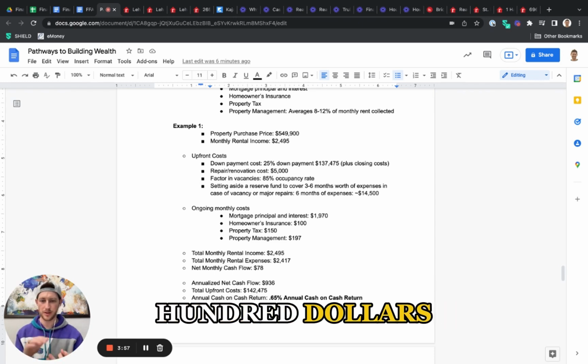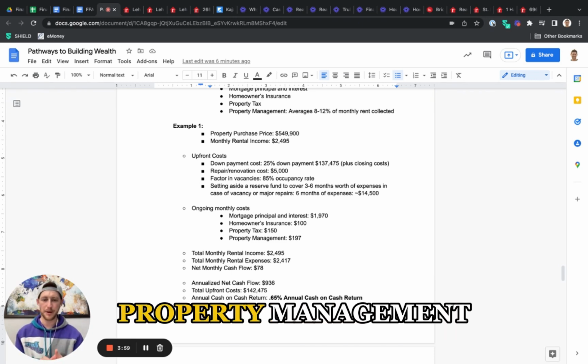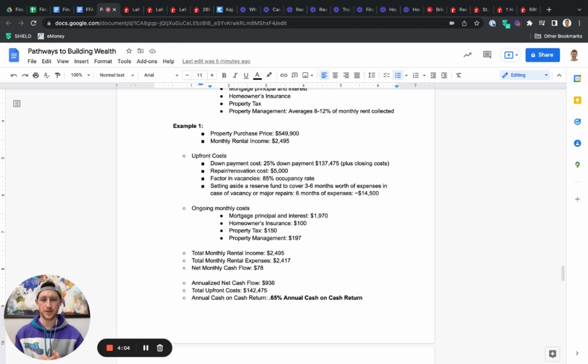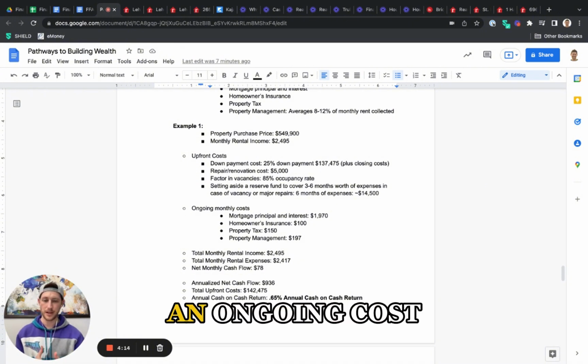Homeowners insurance, $100. Property tax, $150. Property management, because I'm going to outsource management here, is $197 per month, 10% of the monthly rental income. I didn't factor in the HOA here, but I could have if that's an ongoing cost.